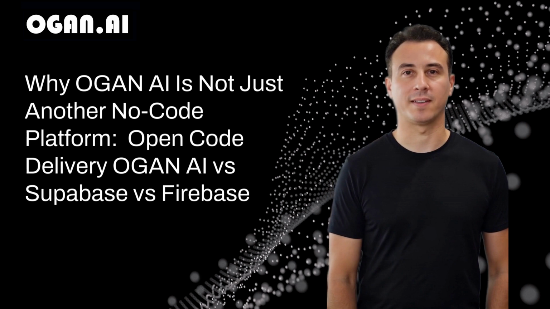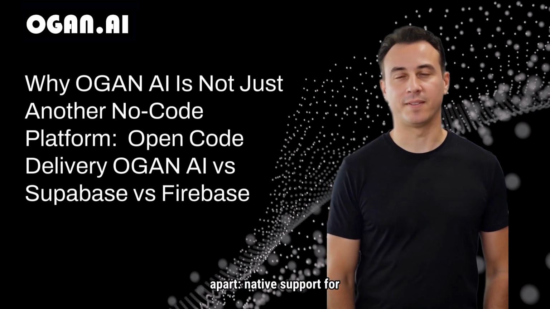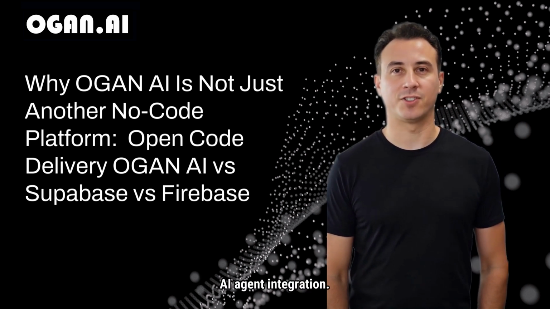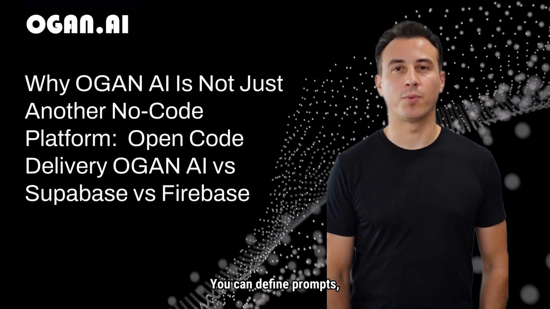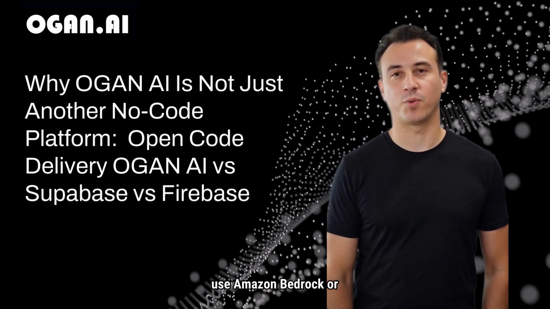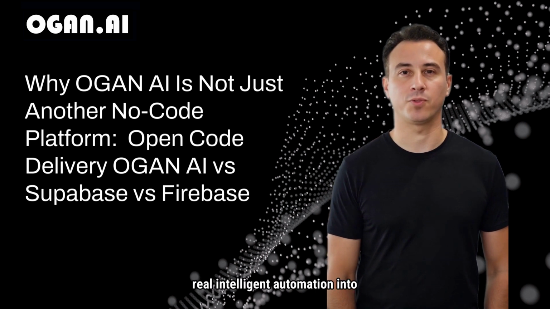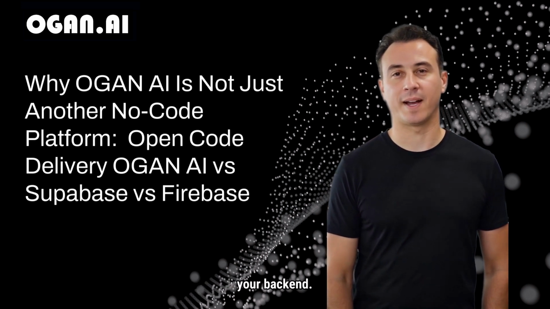And one more thing that sets OGAN AI apart. Native support for AI agent integration. You can define prompts, use Amazon Bedrock or OpenAI models, and build real intelligent automation into your backend.